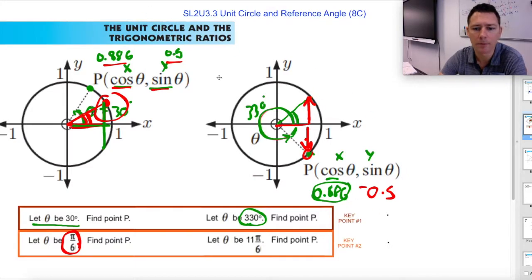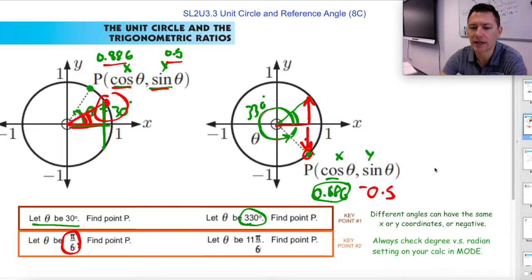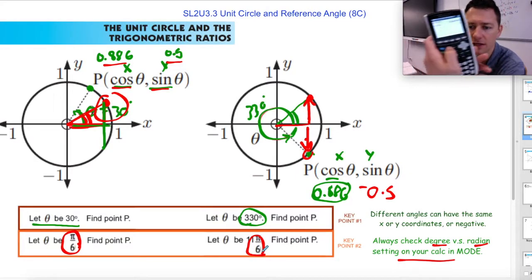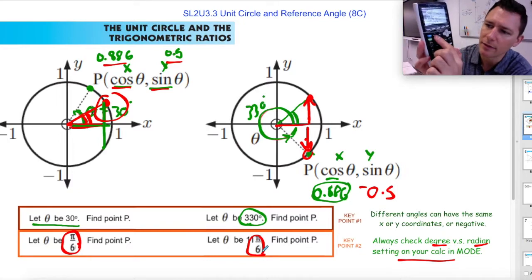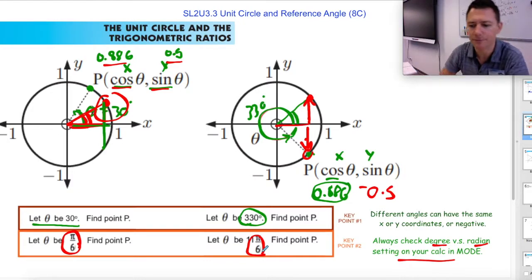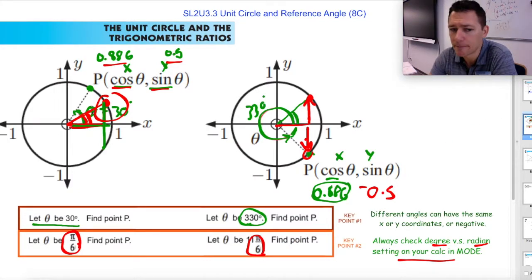Cool. So what I want you to get out of that is that different angles can have the same x or y coordinate, or they can be negative, just depending on where they are. And also check that you're in degrees or radians. If your angle is in radians, your calculator should be in radians. You hit the mode button and check that it's in radians or degrees. Cool.